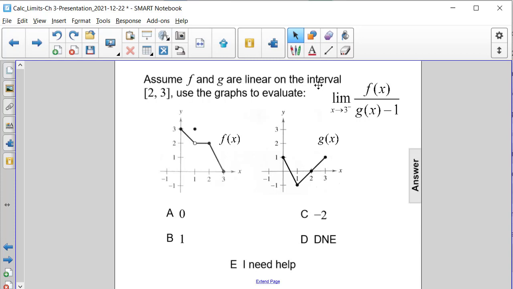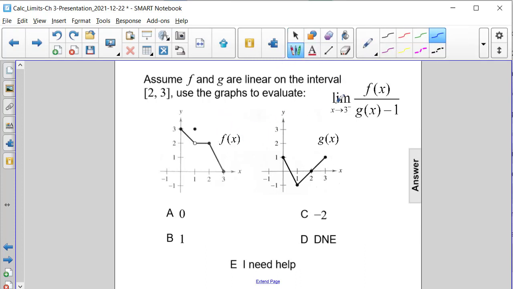Assume f and g are linear on the interval from 2 to 3. Use the graphs to evaluate. And we're evaluating the limit of f of x divided by the quantity g of x minus 1 as x approaches 3 from the left.